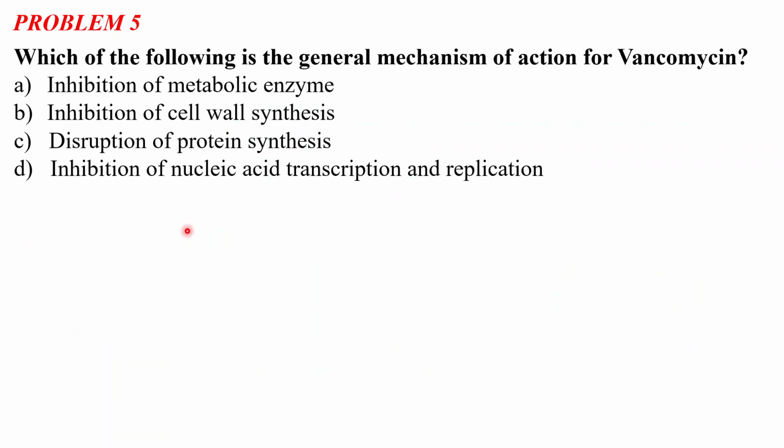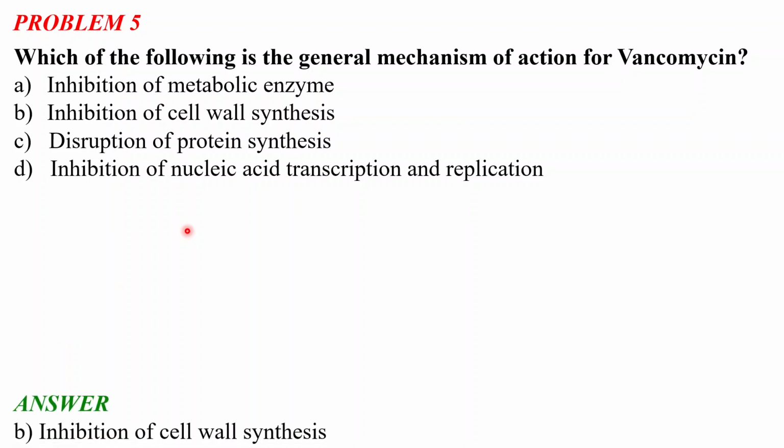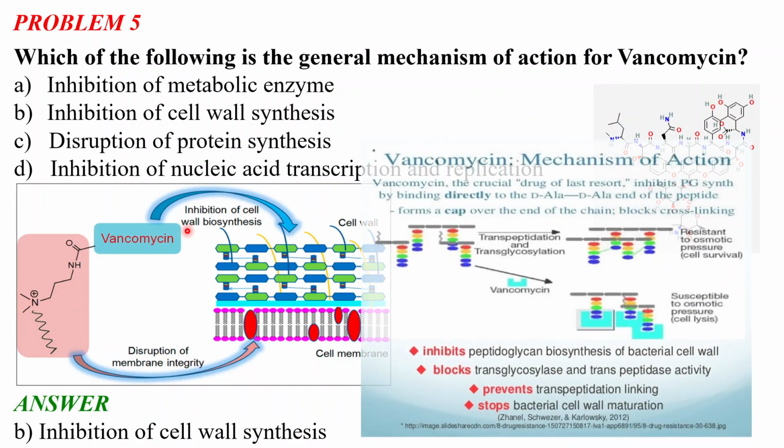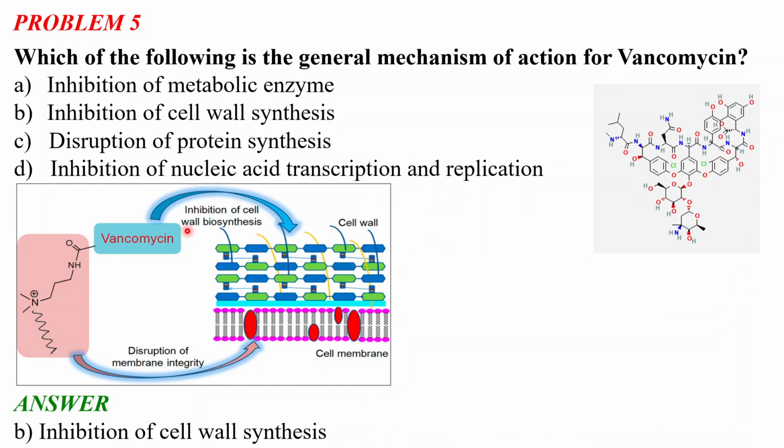The correct answer is number B, inhibition of cell wall synthesis. This is the structure of vancomycin. Vancomycins basically inhibit the cell wall synthesis of the bacteria. As you can see, there is the cell wall and there is the cell membrane. Vancomycin not only disrupts the membrane integrity, but also inhibits cell wall biosynthesis.